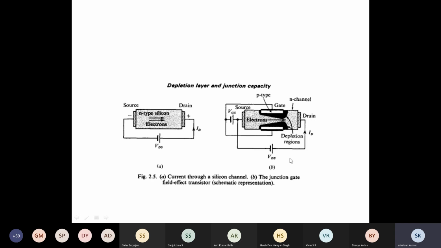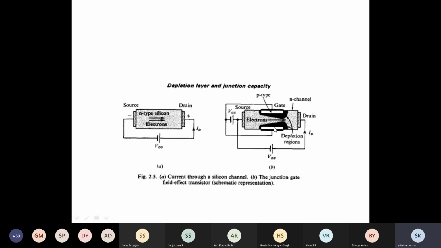On the application of VDS, will current flow through the device or not? From source to drain. Will current flow be there or not, when VGS is zero? Will there be any resistance for current? Yes or no? So current will flow through the material.